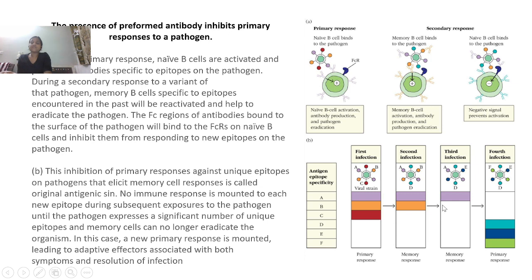But in a third infection, B also got changed and it has changed to E. So two antigens are new and one antigen is old. So here what will happen?